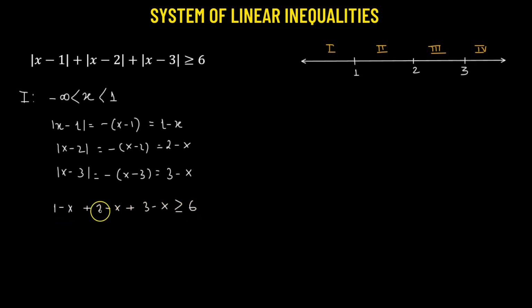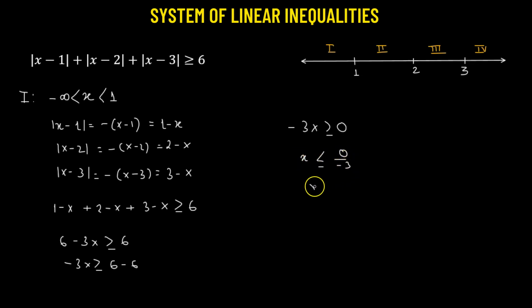So we get 3 plus 2 is 5, 5 plus 1 is 6. So we have 6 minus 3x, and this is greater than or equal to 6. Now transposing 6 to the right hand side, we have negative 3x greater than or equal to 6 minus 6, which gives us negative 3x is greater than or equal to 0. Now what we want to do is make the coefficient of x a 1. For that we'll have to divide both sides by negative 3, but since we are dividing by a negative number, the sign of the inequality changes, and we have x less than or equal to 0 divided by negative 3. Now we know that 0 divided by any number is always 0, so we get x is less than or equal to 0.